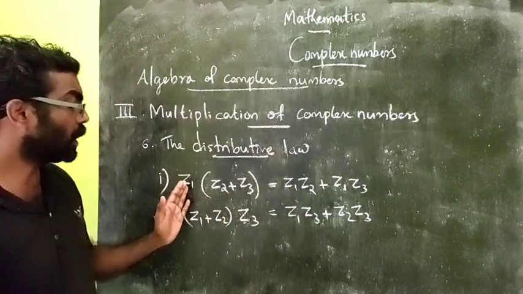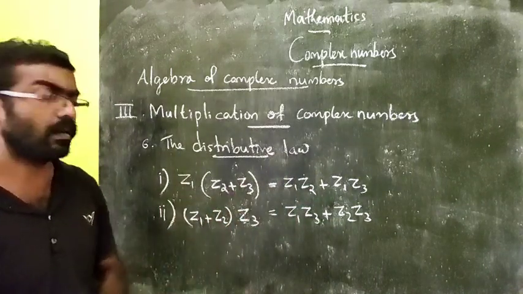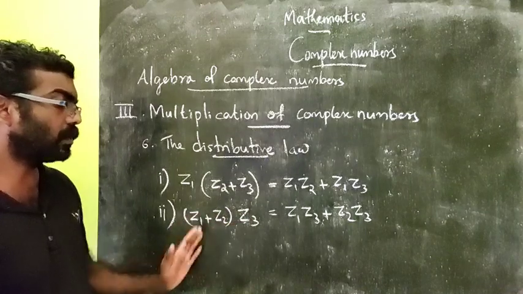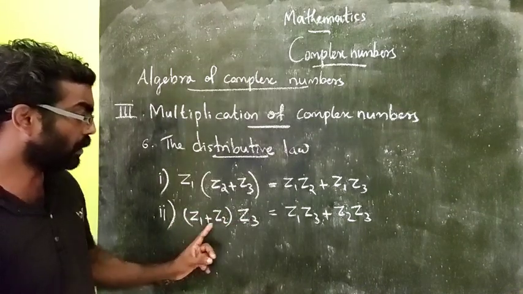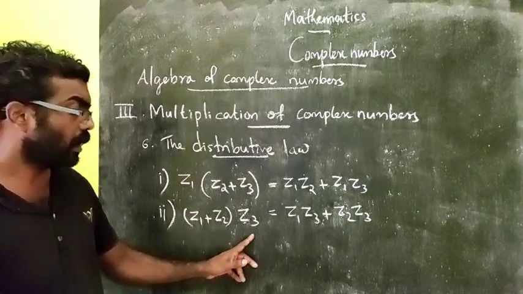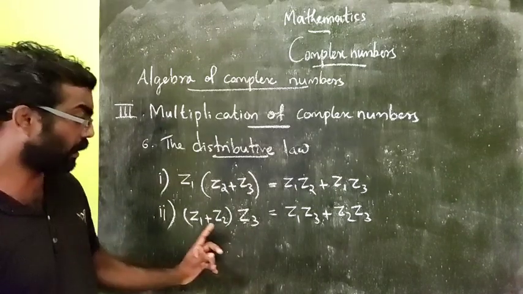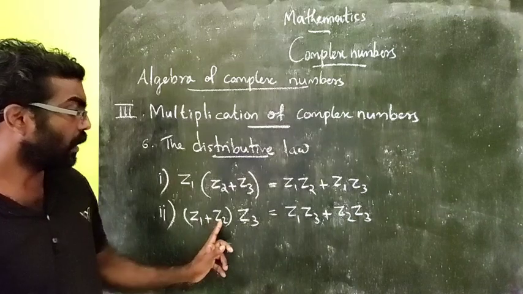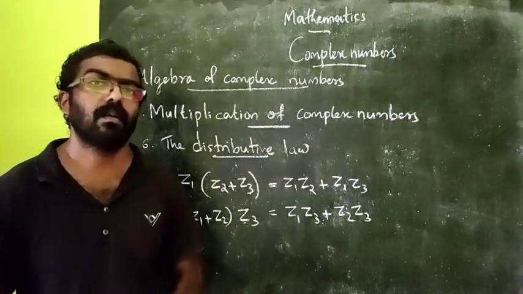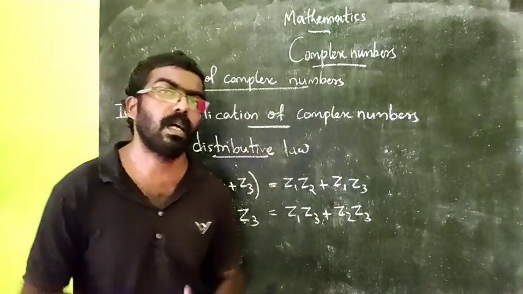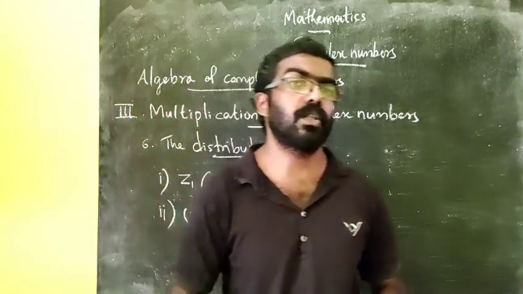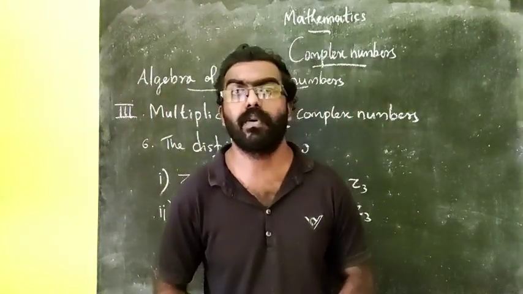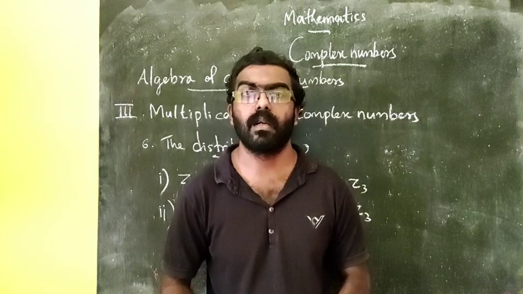It is known as the left distributive law. And the second one is the right distributive law: (Z1 plus Z2) into Z3. Here also we can multiply and remove the bracket: Z1Z3 plus Z2Z3. So these are the properties related to multiplication of complex numbers. Clear?